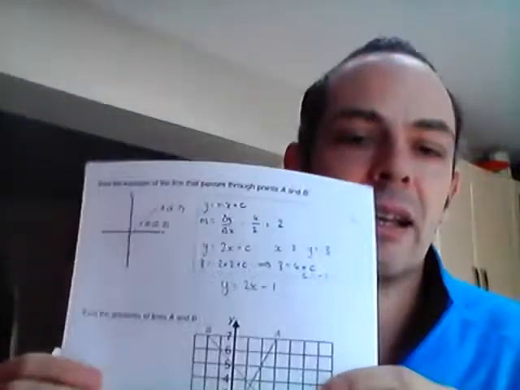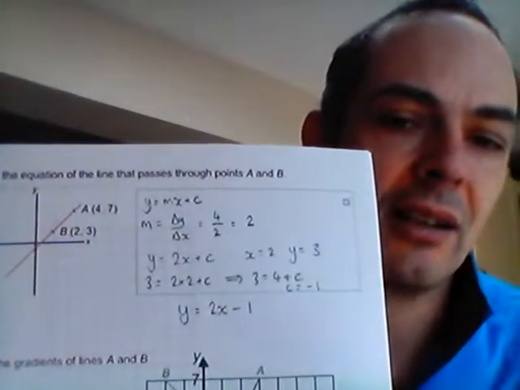Now, I need to pick a coordinate, and I'm going to use coordinate B. That's where x equals 2 and y equals 3. I'm going to substitute it in, which gives me 3 equals 2 times 2 plus c. Well, that's 3 equals 4 plus c. So what do I add on to 4 to get to 3? Well, it's minus 1. So c is minus 1. And I can combine all of that together to get y equals 2x minus 1 as my final answer. The working out should look something like that.